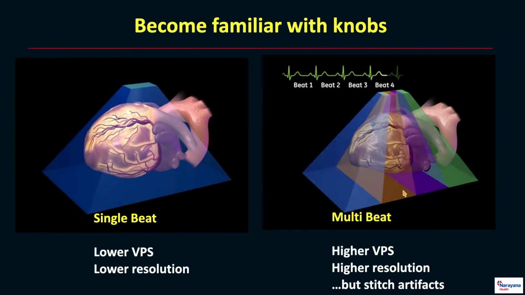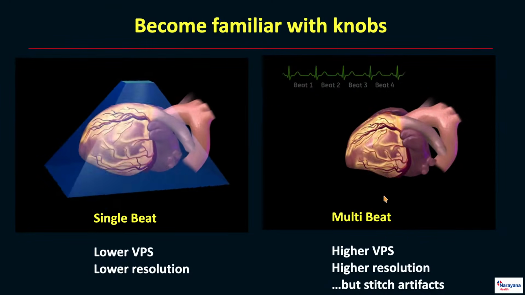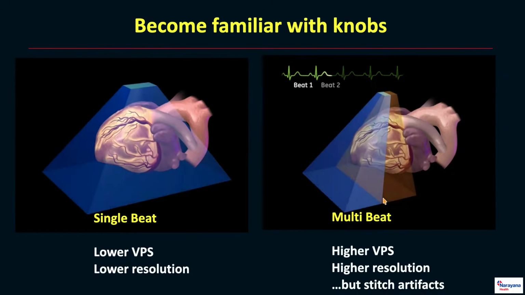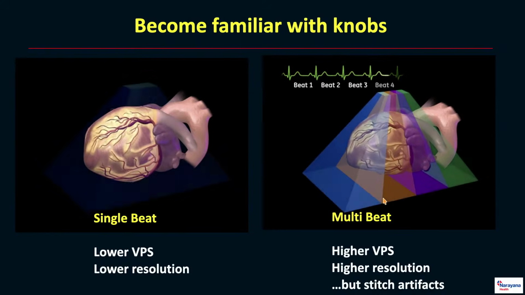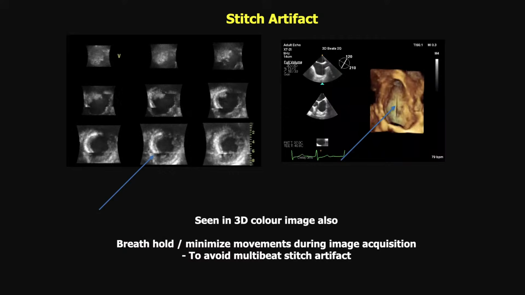But there is something called stitch artifacts, because these boxes which you see are joined together. So if there is a movement in the patient or your hand moves, then you have a stitch artifact. This is how the stitching happens. You can see that one image is taken here, and then it keeps acquiring images bit by bit, and finally you get a full image. If there is any movement, you'll get these lines, and they look very jerky, not very nice to look at. Those are known as stitch artifacts in multi-beat.